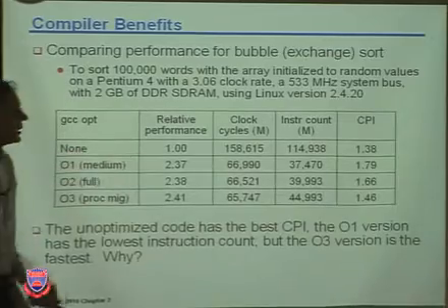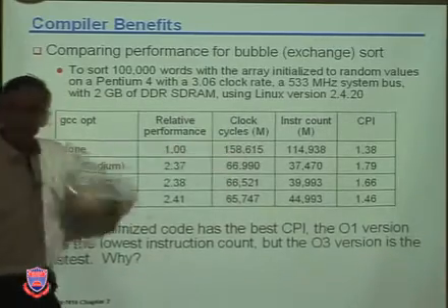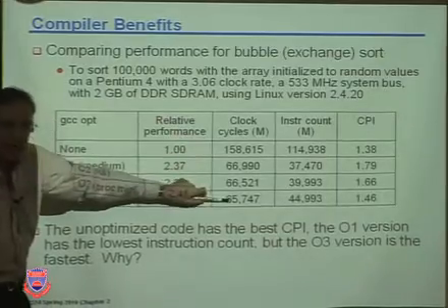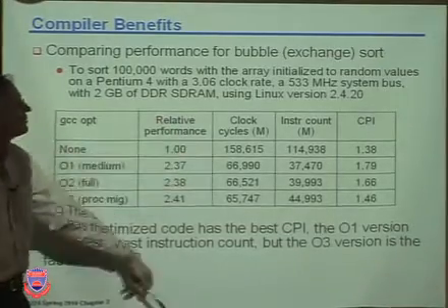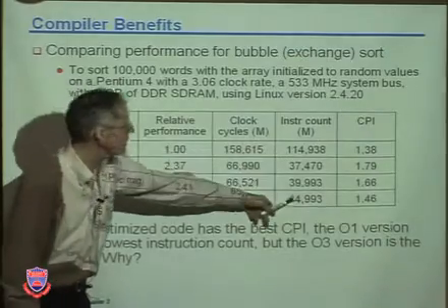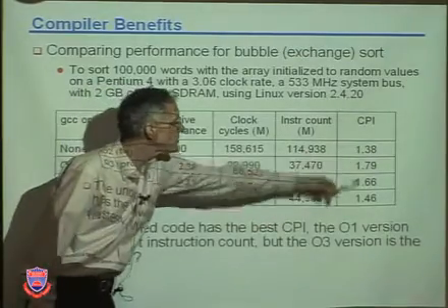That's the first column. How many cycles it took to execute this sort is measured, right? And you can see that it gets to be less and less. That's where these numbers came from. Number of cycles at a given clock rate, that's going to tell us how much time. Number of instructions that were actually executed, and cycles per instruction.